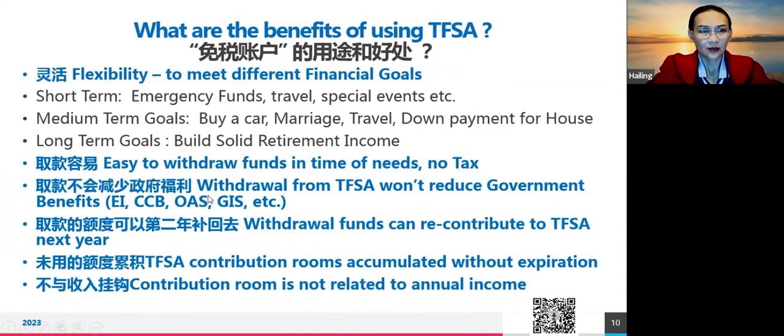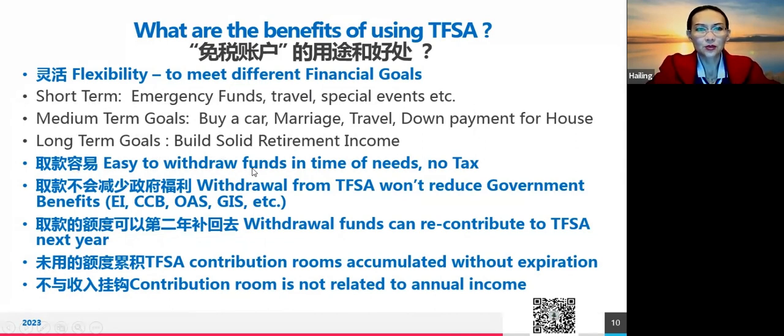So number one thing we would like to know is the flexibility. It can help you to meet different financial goals. For example, short-term goal: you can set aside the emergency fund in this account. You can pull out the money for travel and for special events, like a wedding. Medium-term goals, for example, you would like to buy the car, the marriage for the children, travel, and down payment for the house. Long-term goals, you can also build solid retirement income in this account.